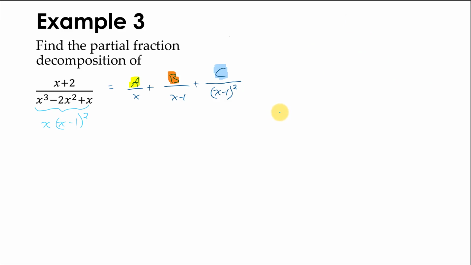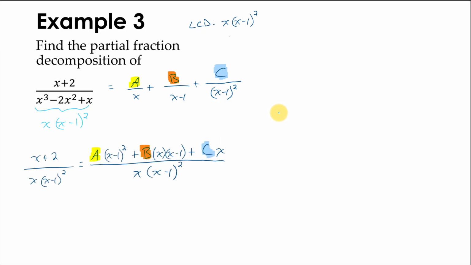Okay, my LCD again is x times quantity x minus 1 squared. All right, so if I were to go ahead and put this under this same fraction here, okay, it would look something like this. All right, I'd have to multiply my first partial fraction by x minus 1 squared on the top and bottom, and I have to multiply my second partial fraction by x times x minus 1, and I'd have to multiply my third partial fraction by just x on the top and bottom, and when I combine them, I get this fraction right here.